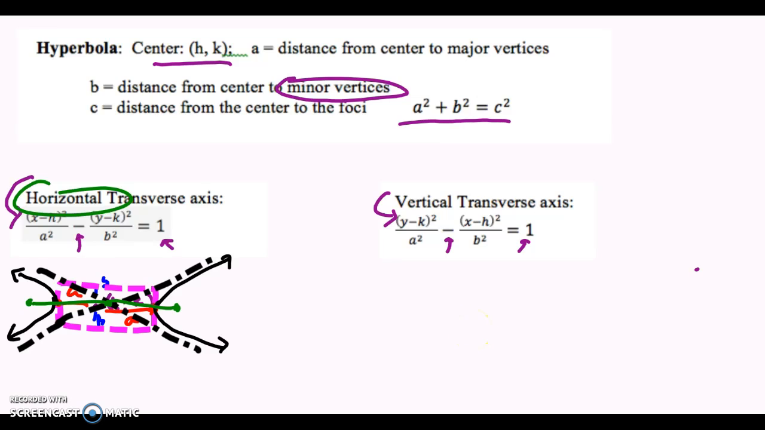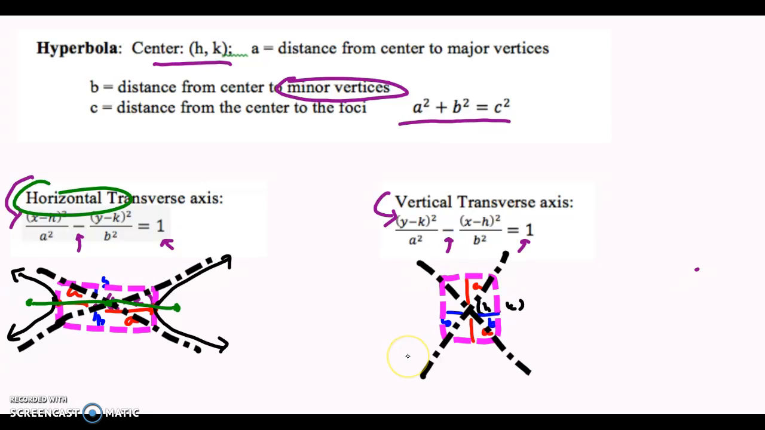So I'll do this very quickly. We start off with the center, HK. This time we would go up A. Instead of left and right A, we would go up and down A. We would also go to the left and to the right B, however much B is. We can draw a box with that given information. And we can draw the diagonals of that box.